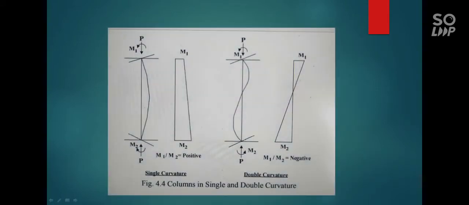So this is the single curvature and the double curvature. Single curvature is positive, the double curvature negative. So the formula for the consideration given the section as specified is approximated using this formula.